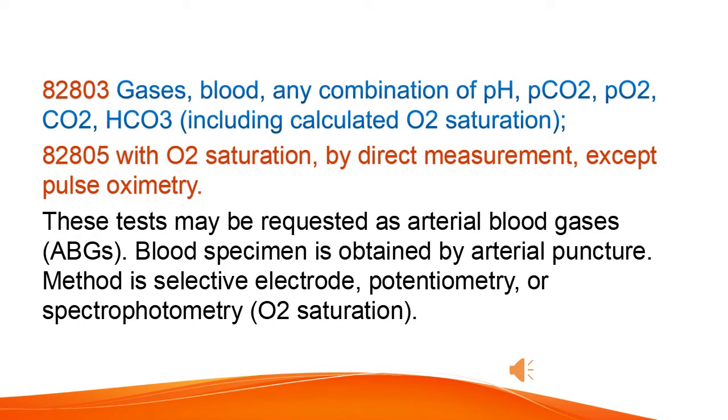Gases, blood, any combination of pH, PCO2, PO2, CO2, HCO3, including calculated O2 saturation. With O2 saturation, by direct measurement, except pulse oximetry. These tests may be requested as arterial blood gases, ABGs. Blood specimen is obtained by arterial puncture. Method is selective electrode, potentiometry, or spectrophotometry, O2 saturation.